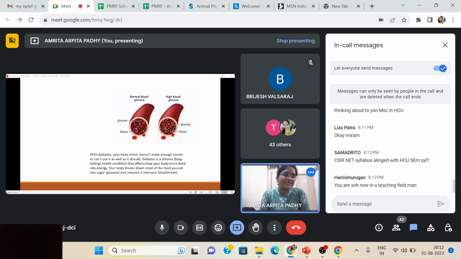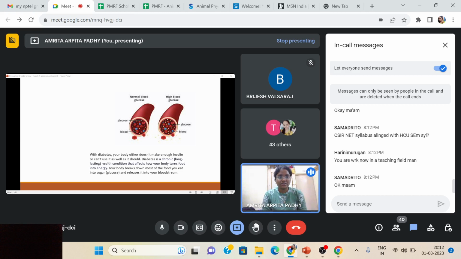That I don't know. CSIR net syllabus aligned with HCU semester syllabus. How can I know that? I am taking practical classes in masters for master's students. But what is the CSIR net syllabus? Yeah, I think it is quite aligned. It is aligned, I guess, as far as I know from my master students. You work now in a teaching field now. No, I am doing research in lab, and because I am a PMRF fellow, it is compulsory for me to teach online or offline, whatever is suitable for me. So I opted to teach online through a NPTEL platform. Okay.